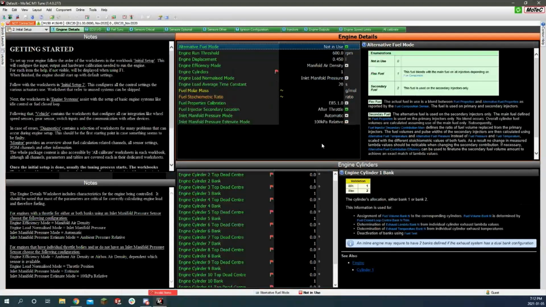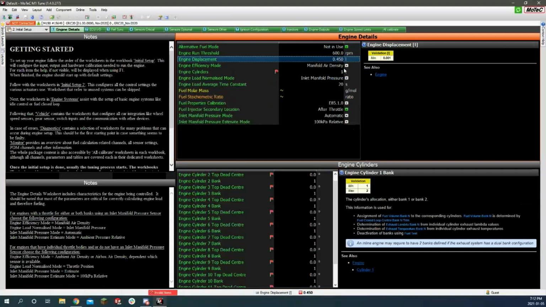In order to figure out how much fuel to put into the engine, it needs to know how much air is going into the engine. And to do that, it needs to know the size of the engine. So that's where you put this in. So it's a 0.45 liter, 450 cc engine.